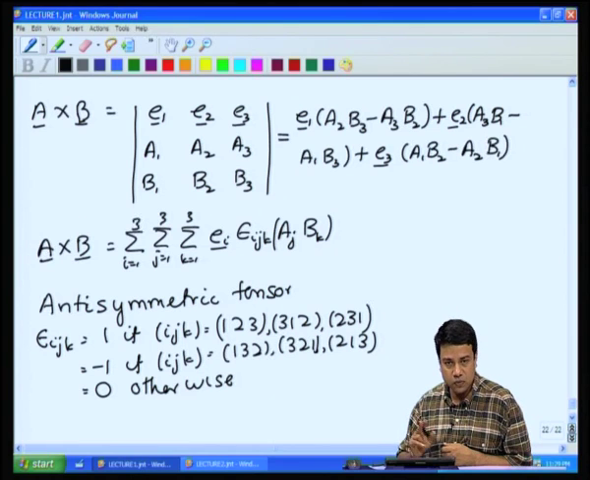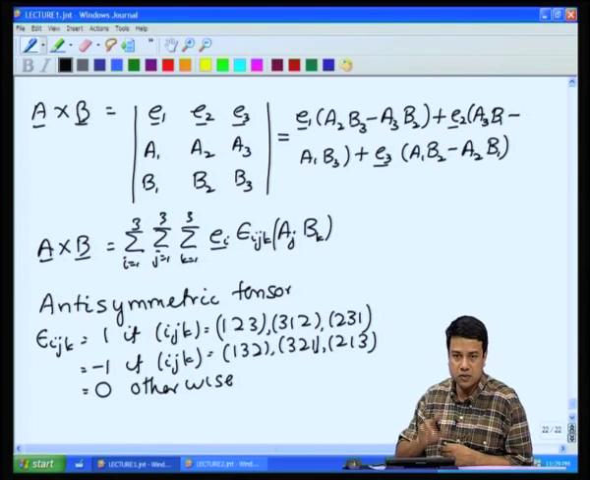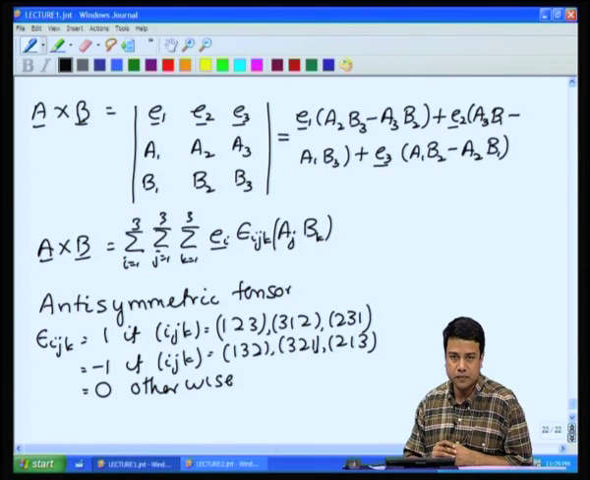Otherwise means that any 2 of these indices I, j and k are repeated, because there are only 6 combinations in which all 3 are not repeated. In all other combinations, there have to be at least 2 indices that are repeated, and if 2 indices are repeated, then this is identically equal to 0.